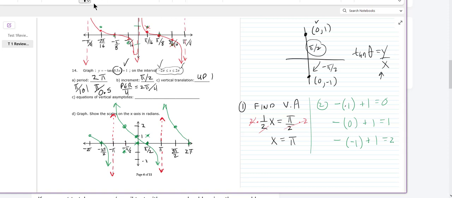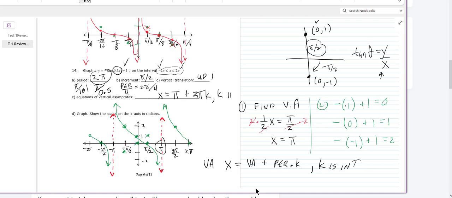Okay, now if you want to do the equation of the vertical asymptote, you just say x equals, pick any vertical asymptote you want to. I just say pick the smallest one. And then it will be plus the period times k, where k is an integer. You can apply that formula if you want to. So our vertical asymptote would be x equals pi. I'm going to choose pi. If you choose negative pi, I don't care. That's fine. Plus the period. The period was 2 pi times k, and then you have to state that k is an integer.